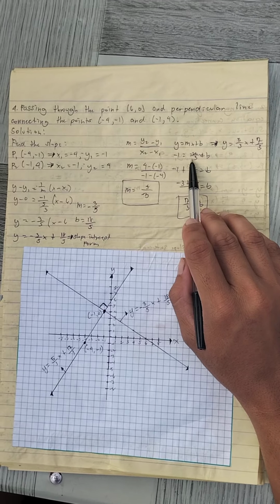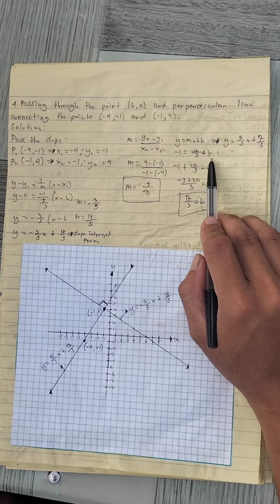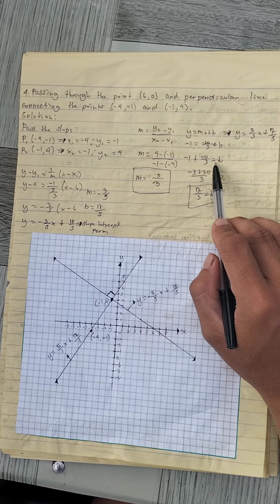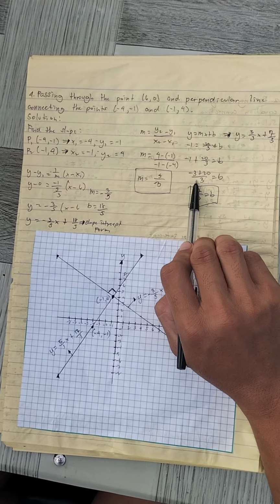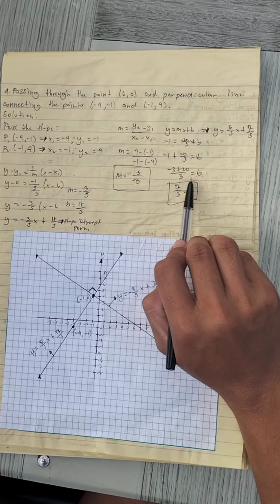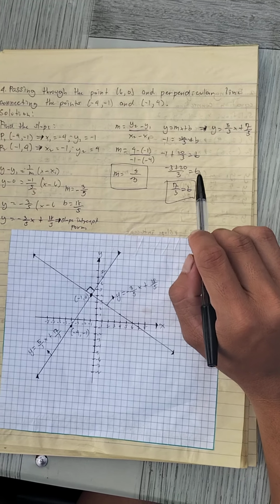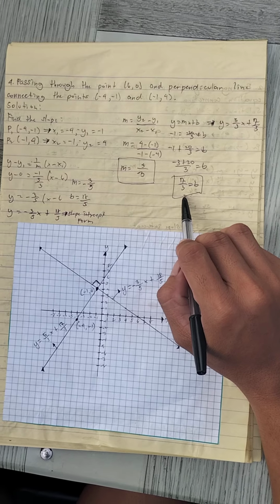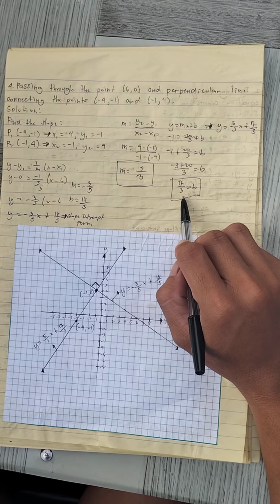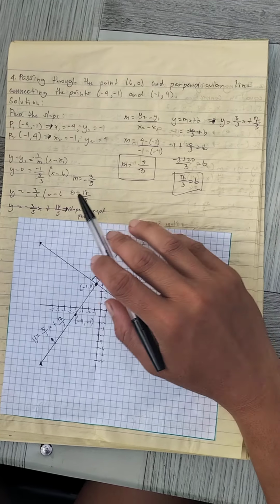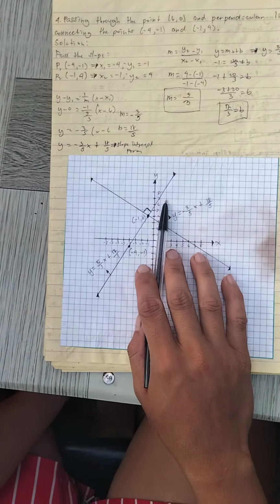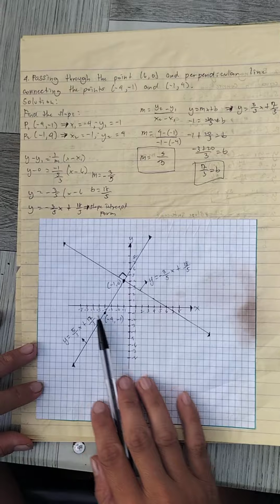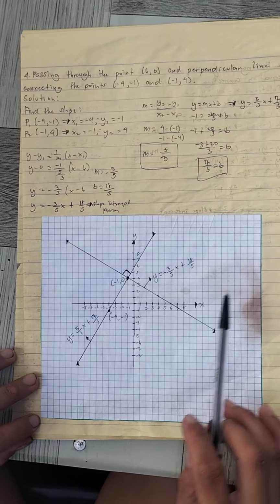Negative 1 is equal to negative 20 over 3 plus b, and negative 1 plus 20 over 3 is equal to b. So, negative 3 plus 20 over 3 is equal to b. So, the result of b is equal to 7 over 3. So, this is the slope-intercept form. So, this is the graph of the perpendicular line in number 4.